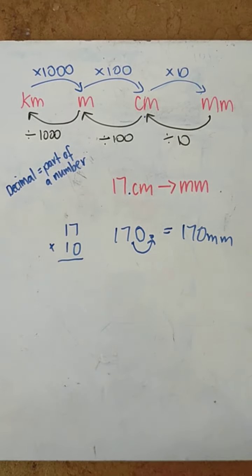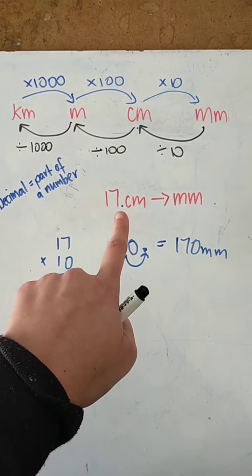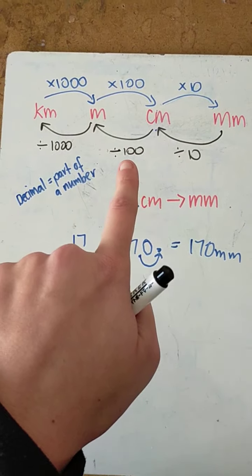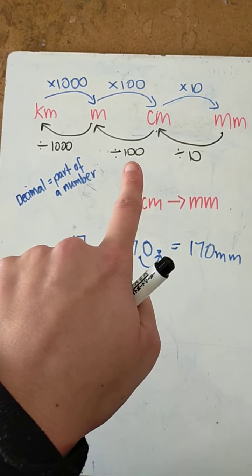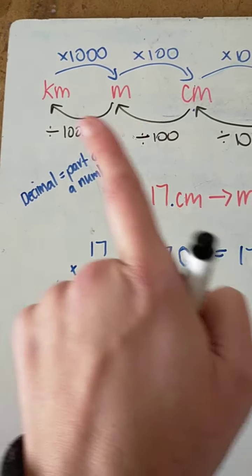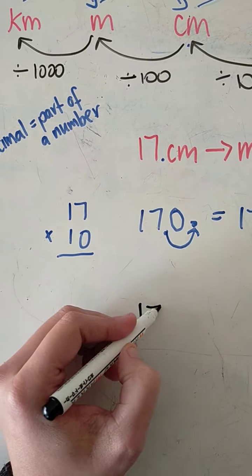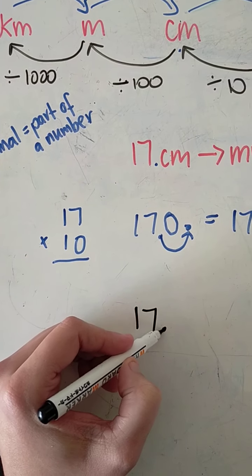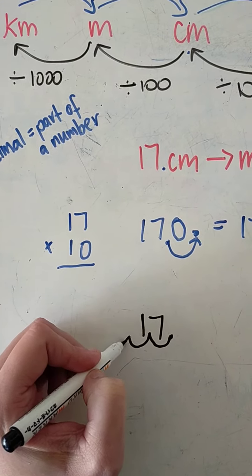Now we're going to go the other way. We're going to convert the 17 centimetres to metres. Because we've got 2 zeros in 100, we're going to move the decimal 2 places in the direction of the arrow. So 17, here's that decimal. We're going to move it 2 places for 2 zeros.